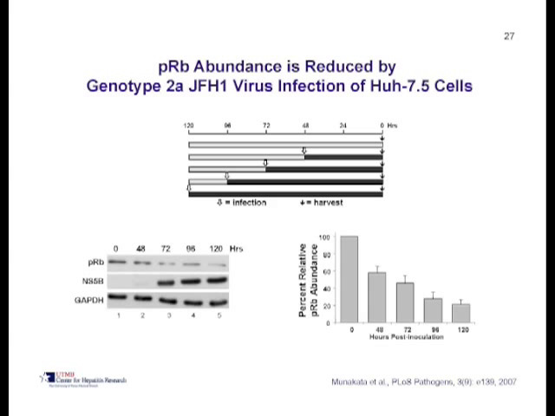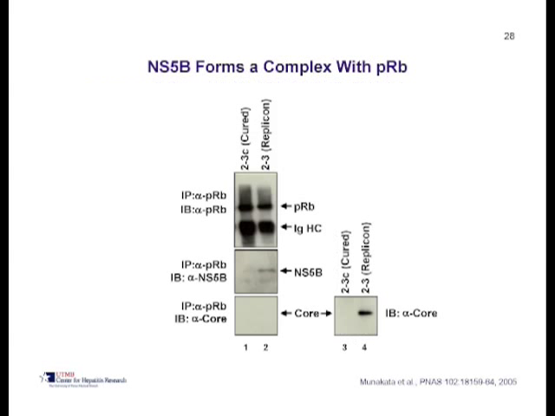And we showed that this was associated with an interaction with the polymerase NS5B that could be demonstrated in an immunoprecipitation experiment, where when we immunoprecipitated with antibodies to RB and blotted with antibodies to NS5B, we could see a clear NS5B-RB complex. This simply controls down here. This would work reciprocally the other way also.